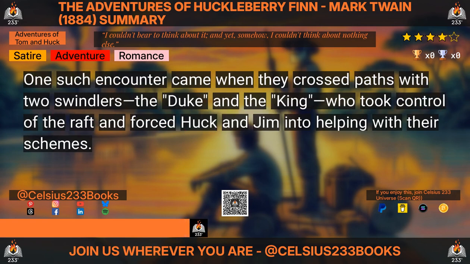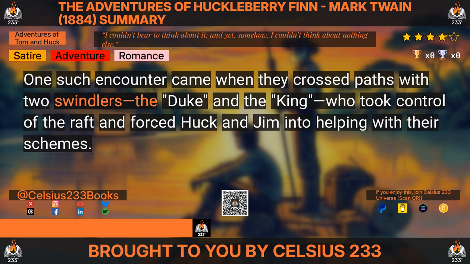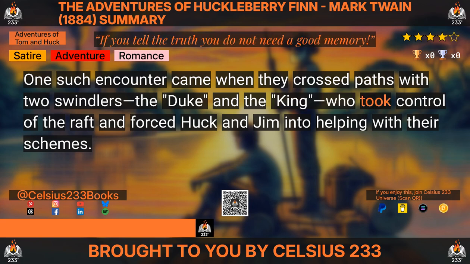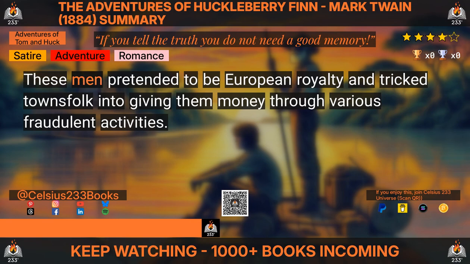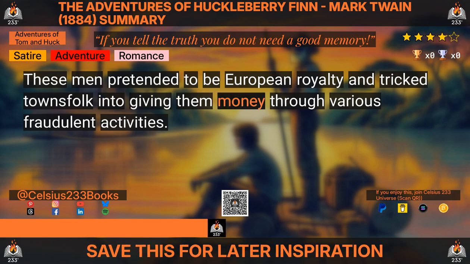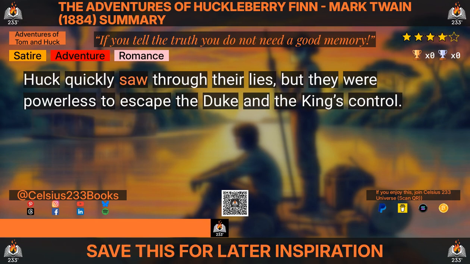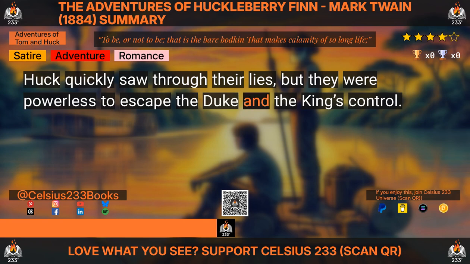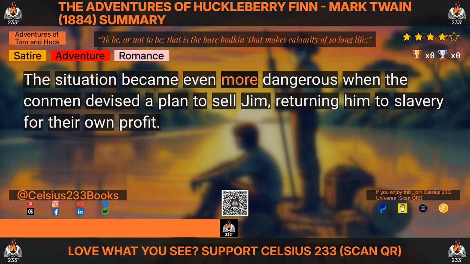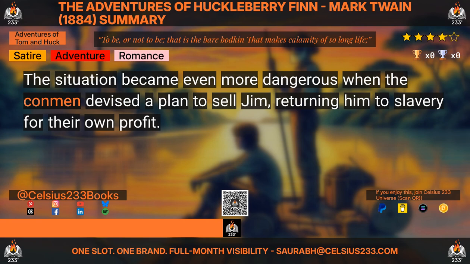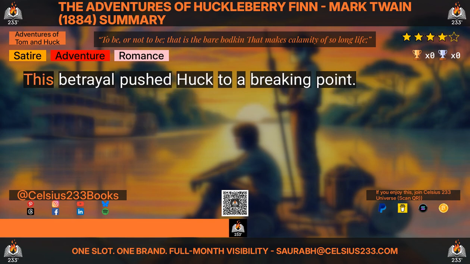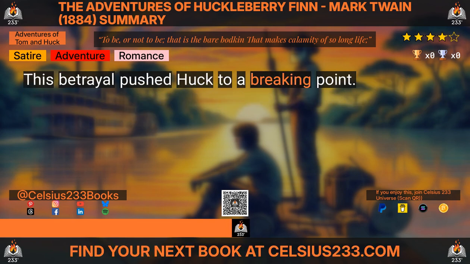One such encounter came when they crossed paths with two swindlers, the Duke and the King, who took control of the raft and forced Huck and Jim into helping with their schemes. These men pretended to be European royalty and tricked townsfolk into giving them money through various fraudulent activities. Huck quickly saw through their lies, but they were powerless to escape the Duke and the King's control. The situation became even more dangerous when the conmen devised a plan to sell Jim, returning him to slavery for their own profit. This betrayal pushed Huck to a breaking point.